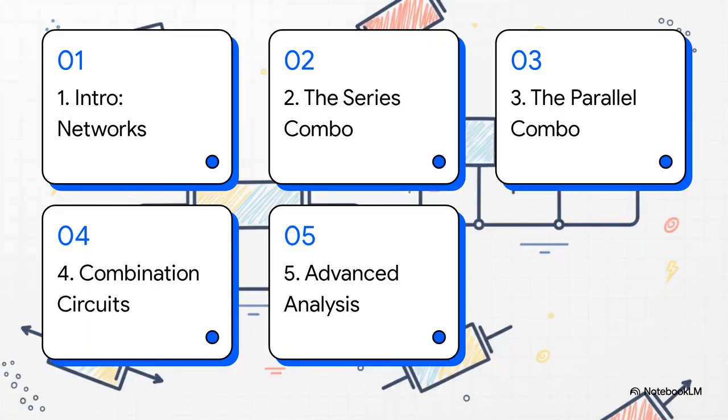First, we'll get a handle on the whole idea of equivalent capacitance. Then, we'll break down the two big configurations, series and parallel. After that, we'll mash them together to solve combination circuits. And finally, we'll go all the way, figuring out the specific charge and voltage on every single capacitor in a complex network. Let's get into it.